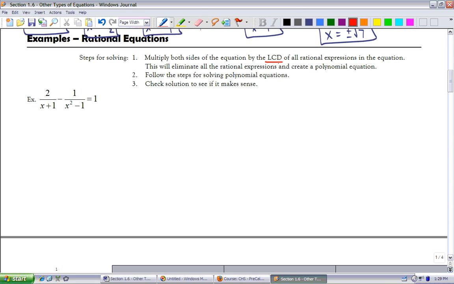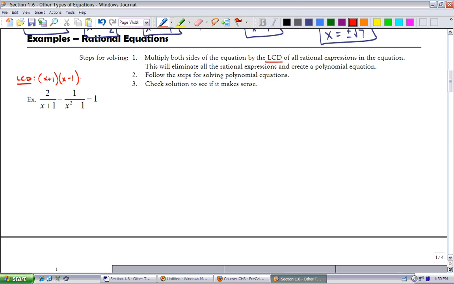It involves finding the least common denominator of all rational expressions in the equation. So in this problem, if you remember back to finding this, if I factor all of my denominators, we'll see that I have x plus 1, and an x plus 1 and x minus 1. Okay? All of those need to be in my common denominator. So our least common denominator here is x plus 1 times x minus 1. So that's the least common denominator of all rational expressions.